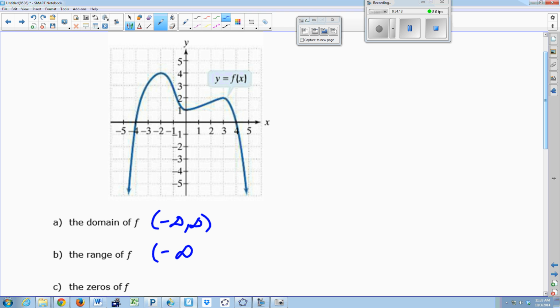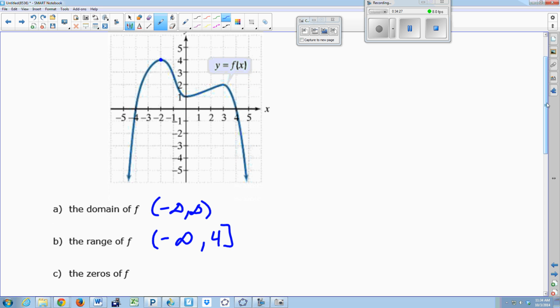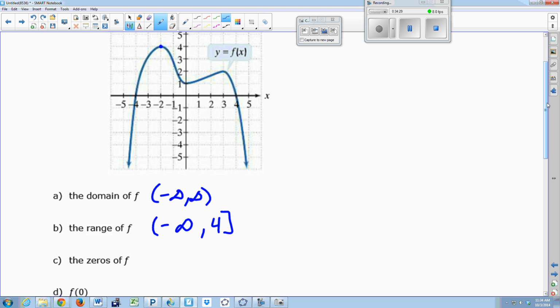Negative infinity to 4, and then what do I put at the 4? Brackets, right. It's definitely defined on your graph because there's a solid point right there. Okay? Now this is the tricky part, the difference, and it's a technical thing.